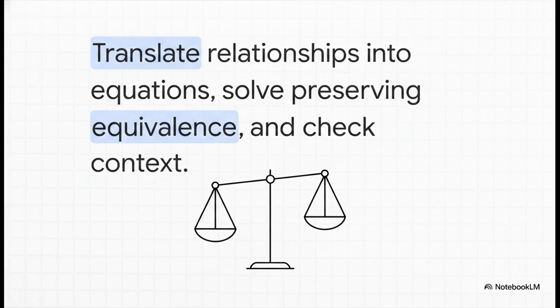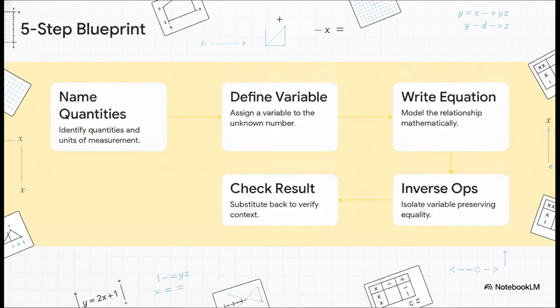So here is our main learning target for today. Our goal is simple but incredibly powerful. We are going to translate a relationship between quantities into an equation or an inequality, solve it while preserving equivalence, and then check that the result actually makes sense in context. And that phrase right there, preserving equivalence, is literally the secret to all of algebra. It's fundamentally about balance. Whenever we manipulate an equation, we're just strategically applying properties of equality to keep the scales perfectly aligned. To pull this off, we need a reliable system.